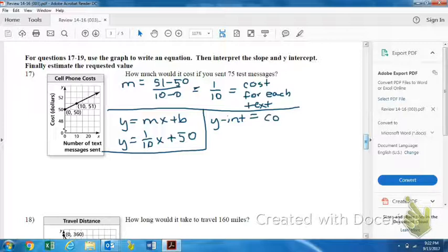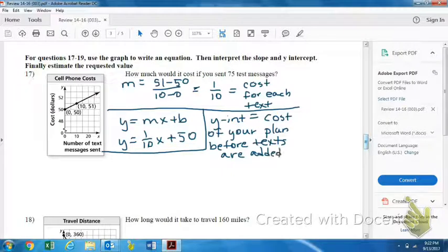That is the cost of your plan before texts are added. Okay. So now we have the equation of the line.